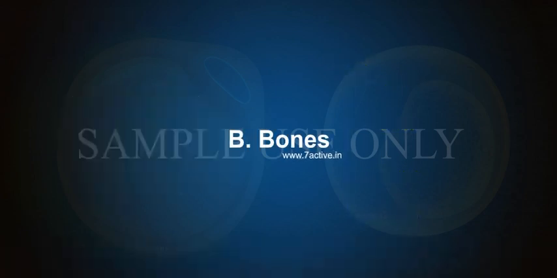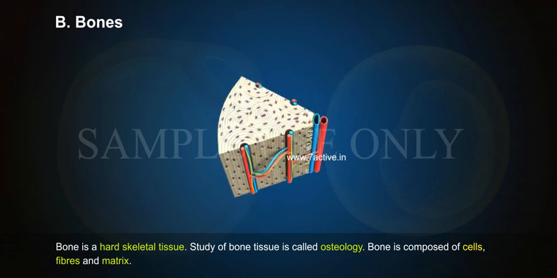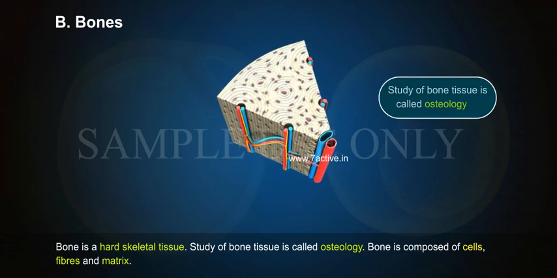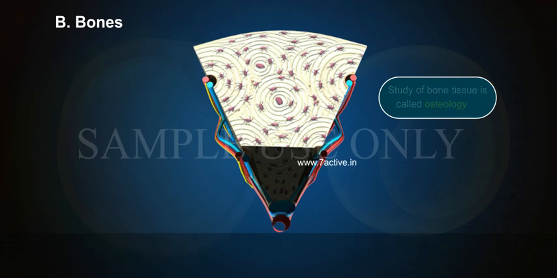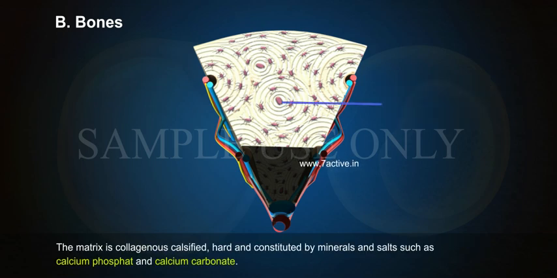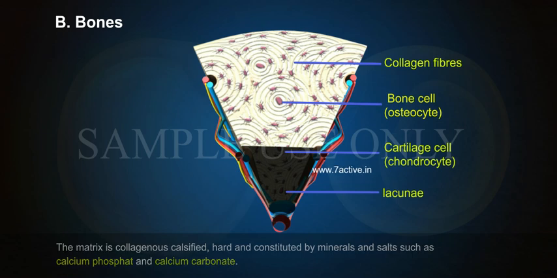B. Bones. Bone is a hard skeletal tissue. Study of bone tissue is called osteology. Bone is composed of cells, fibers, and matrix. The matrix is collagenous, calcified, hard, and constituted by minerals and salts such as calcium phosphate and calcium carbonate.